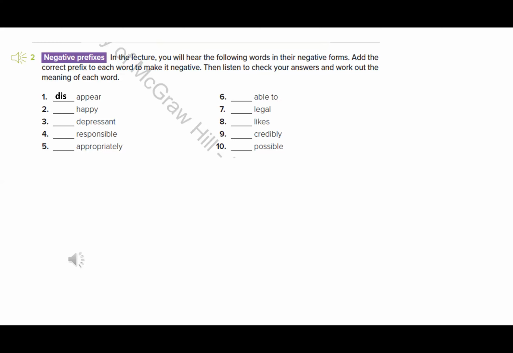Let's check your answers. Now, the first one, disappear. Number 2, unhappy. Number 3, antidepressant. Number 4, irresponsible. Number 5, inappropriately. Number 6, unable to. Number 7, illegal. Number 8, dislikes. Number 9, incredibly. Number 10, impossible. These are all prefixes, negative prefixes.